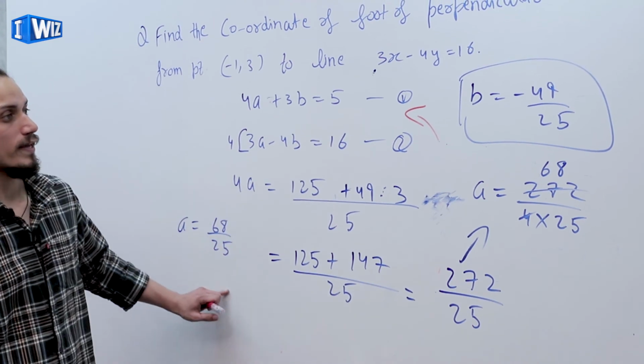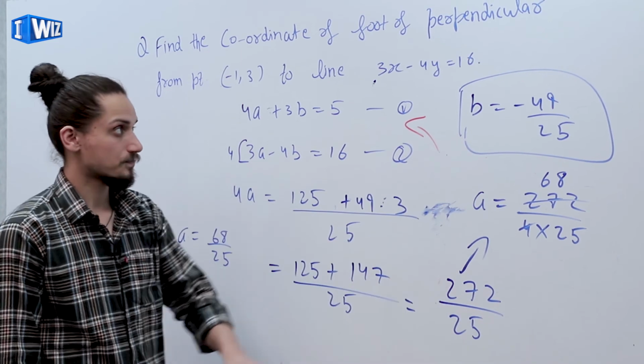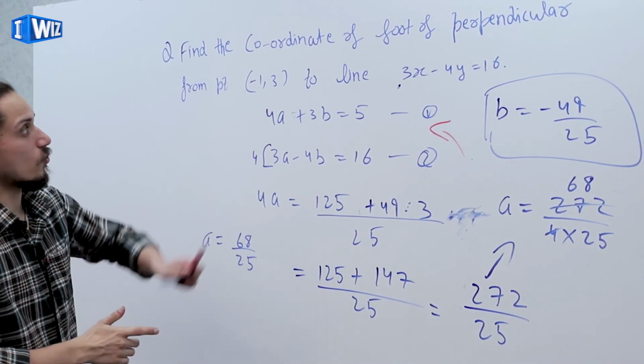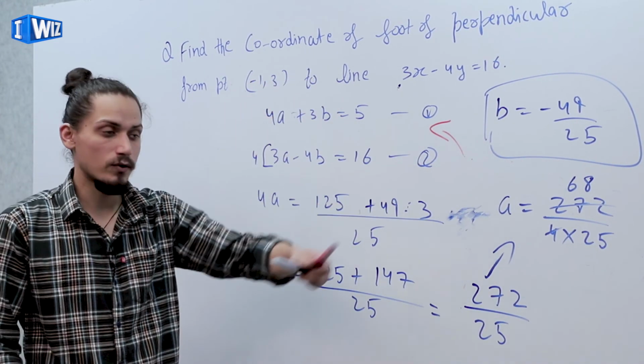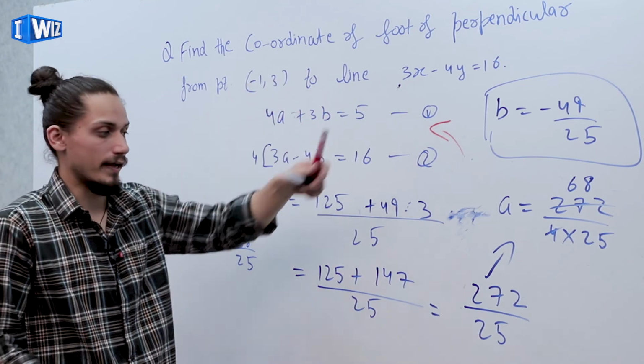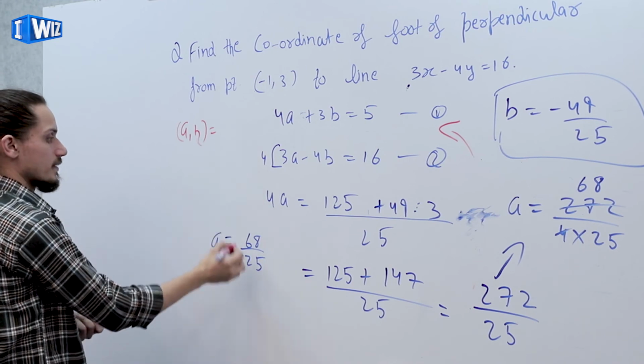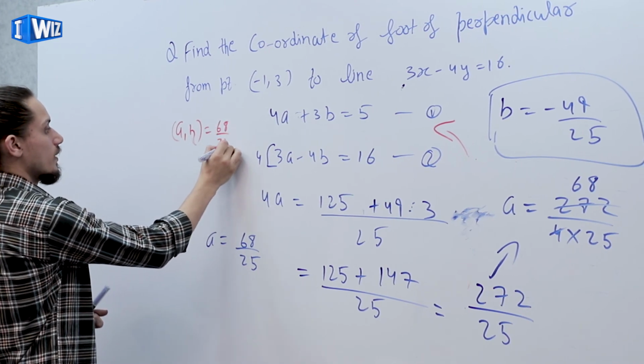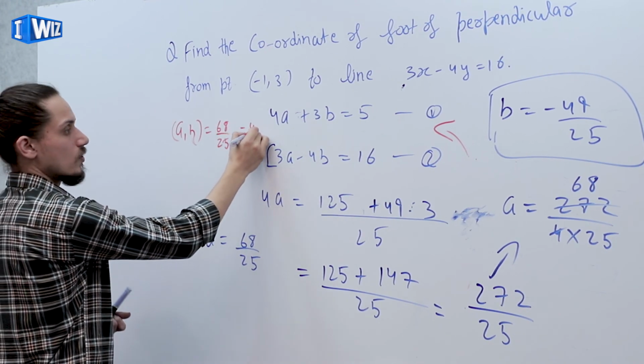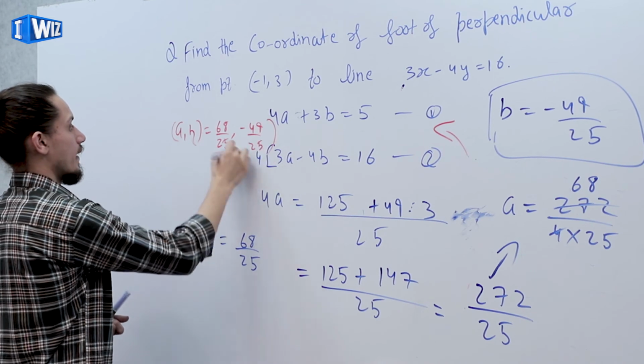We got the value of a and the value of b. So we had to find the coordinates of the foot of the perpendicular from this point to this line. वो coordinates हमारे पास (a, b), जिसकी value हमारे पास है a is equal to 68 upon 25 and b is equal to minus 49 upon 25, and hence the result.